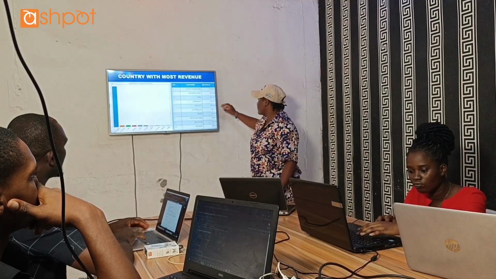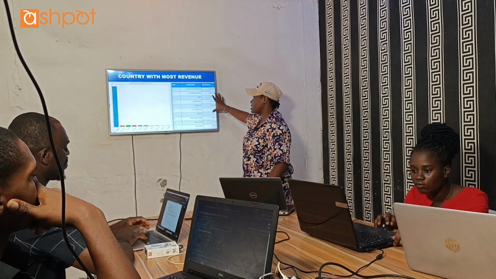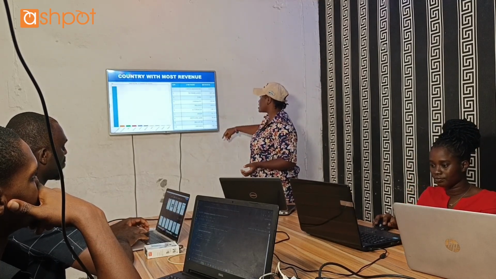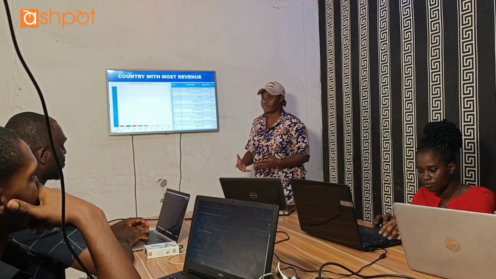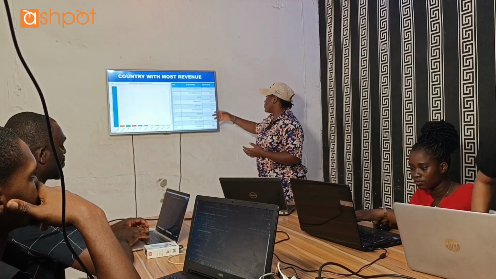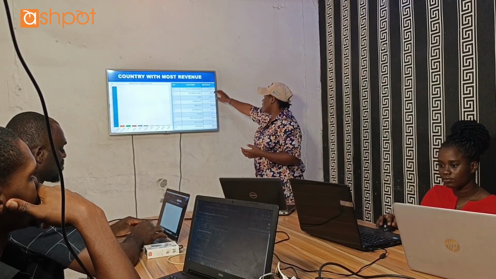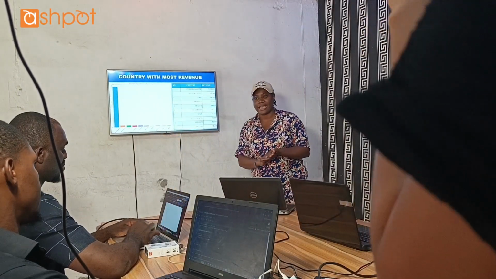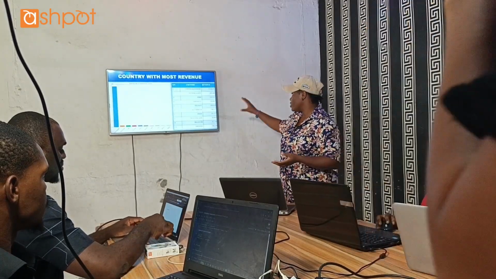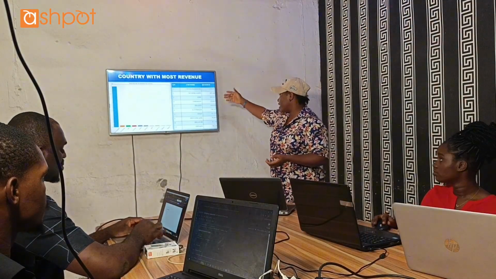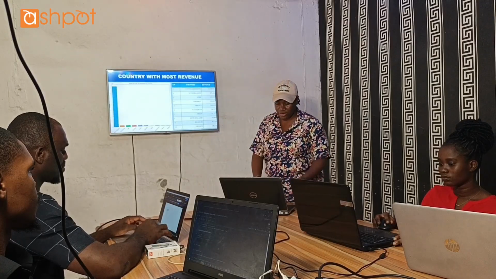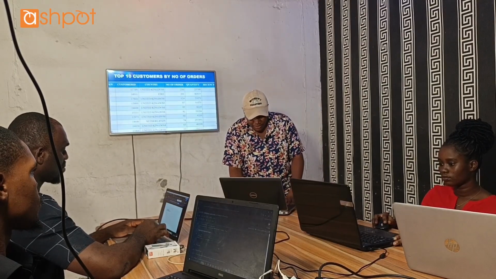And I analyzed this based on the top 10 countries that generated the most revenue for the company. From this table, it shows that the United Kingdom, with a sum of $7,308,399, was made just from the United Kingdom, followed by Netherlands, Ireland, Germany, France, and other countries.